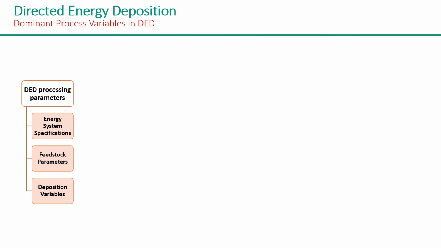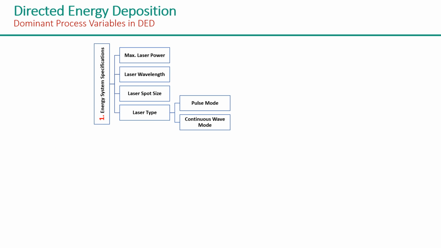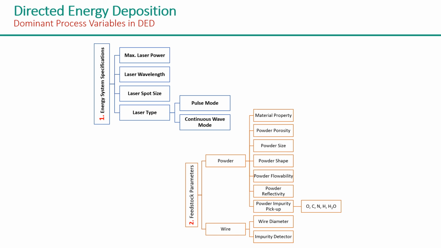Now, what parameters are required for the DED technique? There are three categories of parameters that we focus on. First is the energy source we are using, and the parameters related to that: the laser power, the laser wavelength, the laser spot size, and what kind of laser we are using. Those can be controlled. Second is the feedstock material, whether powder or wire, and its properties, porosity, and many other associated parameters, which we can also control.